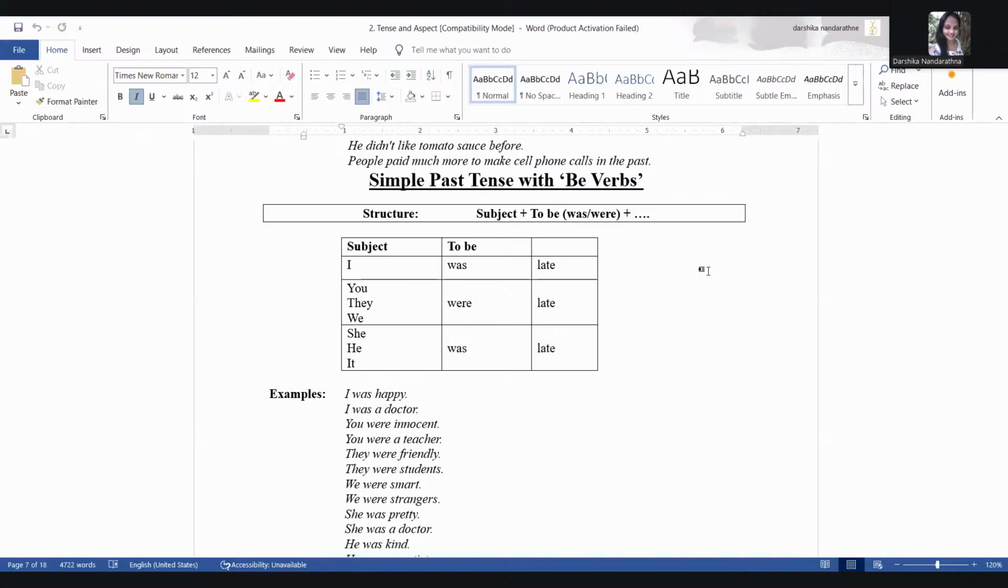So you know that am, is, are, was, were, will be. So we consider them as be verbs. Out of them, we use am, is, are to construct simple present tense sentences. And we use was, were, those two be verbs, to construct simple past tense sentences. Pute, the sentence structure is subject plus was, were.